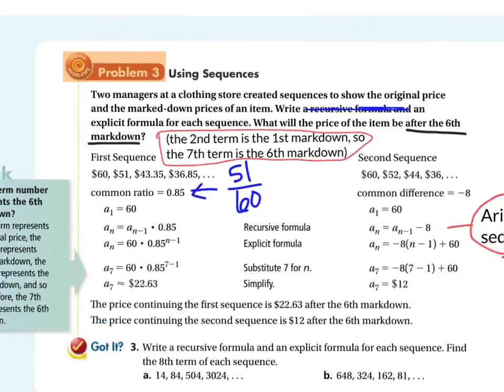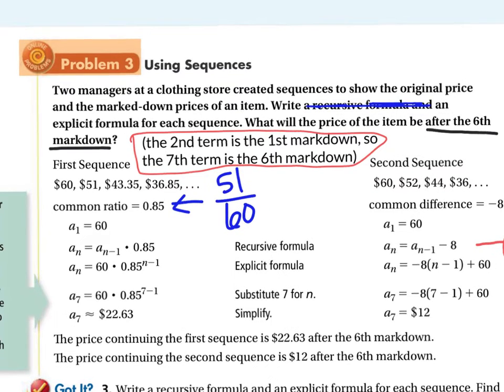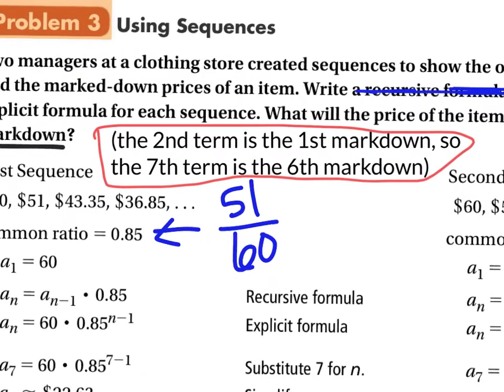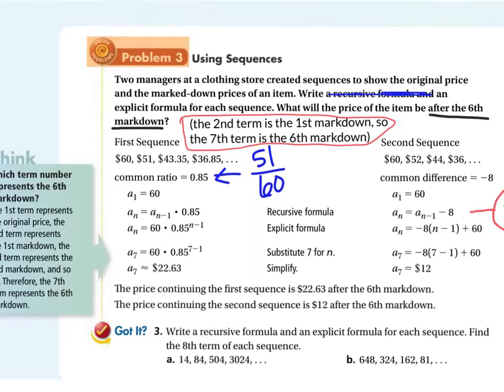So look at problem 3. 2 managers at a clothing store created sequences to show the original price and the markdown prices of an item. Again, we're just going to look at the explicit formula for each sequence, and then what will the price of an item be after the 6th markdown. One thing to consider: we have our original price, and the second term is actually the first time we mark this down. So if we're finding the 6th markdown, that would actually be the 7th term in our sequence.